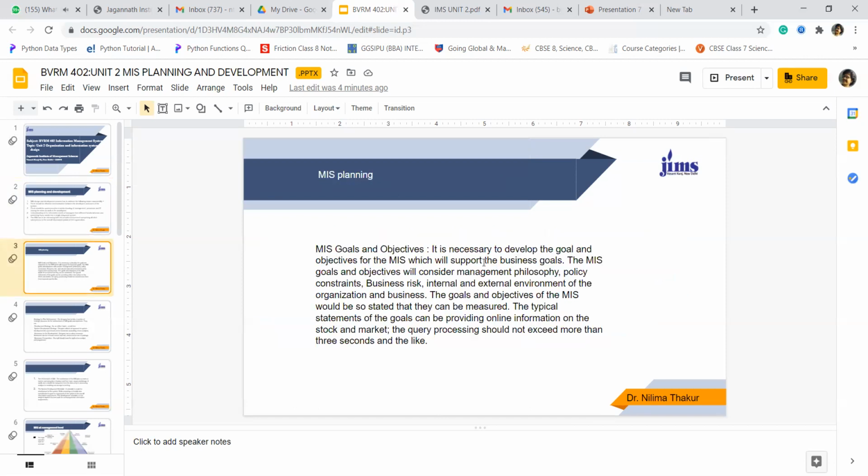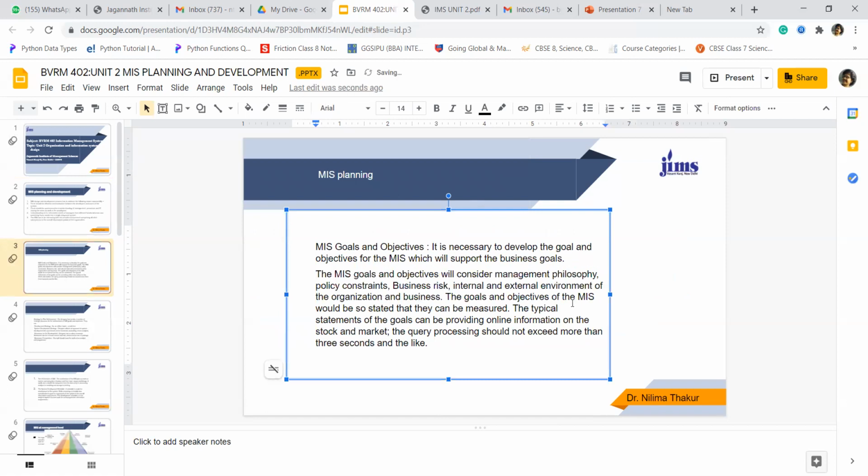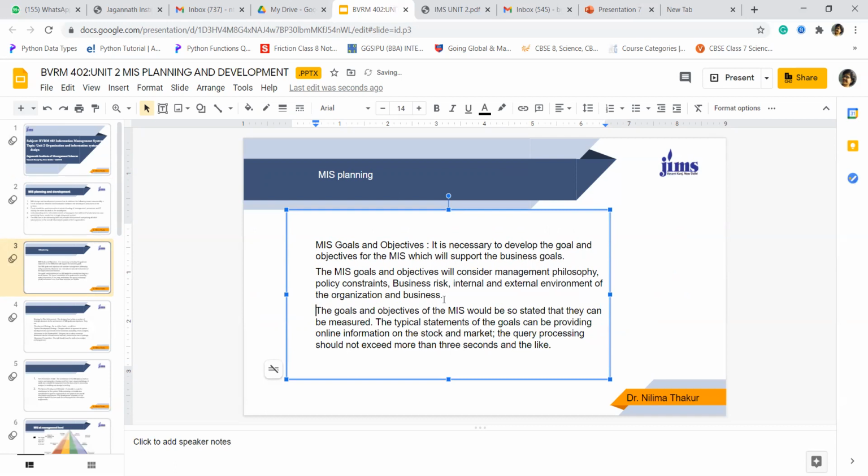MIS goals and objectives. It is necessary to develop the goal and objective for the MIS which will support the business goals. The MIS goals and the objectives will consider management philosophy, policy constraints, business risks, internal and external environment of the organization and business. The goals and objectives of the MIS would be so stated that they can be measured. The typical statements of the goals can be provided online information on the stock and market. The query processing should not exceed more than 3 seconds and the like.